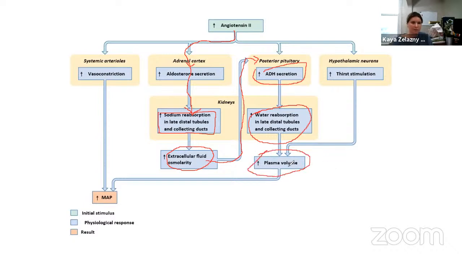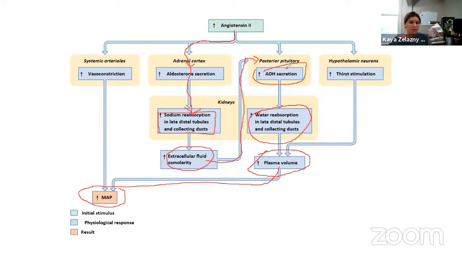If you have a lot of plasma volume, if you have a lot of blood in your circulation, that means you are raising blood pressure, you're raising MAP. Okay. So this is kind of complex, right? We're using this one system, starting with renin. So we go renin, angiotensin 1, angiotensin 2, aldosterone. Aldosterone basically creates sodium in the plasma. Sodium then triggers ADH secretion, which triggers water reabsorption.